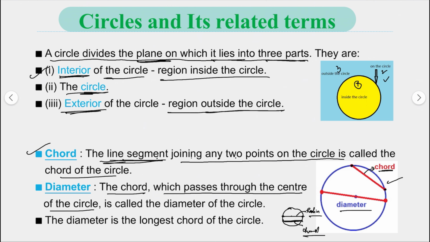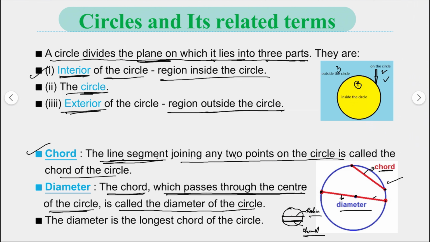As you can see in this figure also, we have marked 2 points on the circle, and the line segment joining these 2 points is passing through the center of the circle. So this chord will now be referred to as the diameter. But this is also a chord. First it's a chord, and since it is passing through the center, we call it the diameter of the circle. So simply, the chord which passes through the center of the circle is called the diameter of the circle. Diameter is itself a chord, but since it is passing through the center, it is referred to as the diameter.